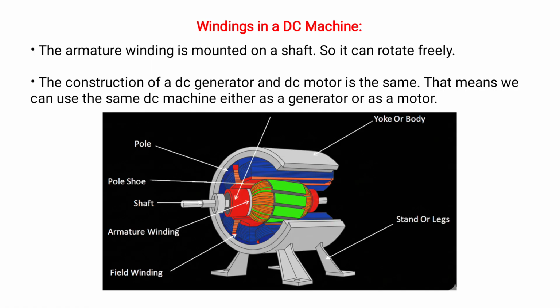The construction of a DC generator and a DC motor is the same. That means we can use the same DC machine as a generator or a motor. So this was the brief introduction of electrical machines. Now we will see the next portion of this part in the next video.